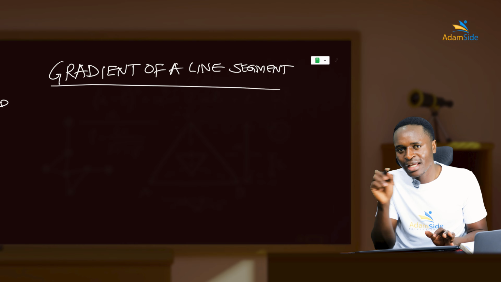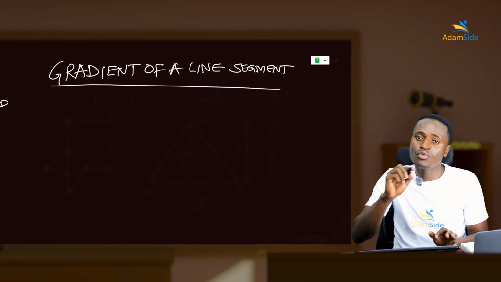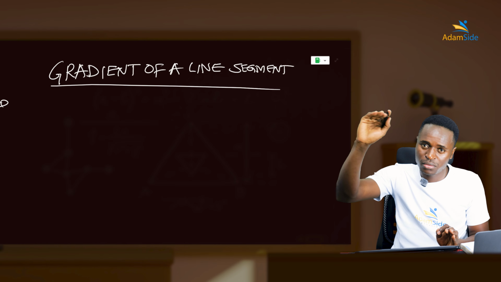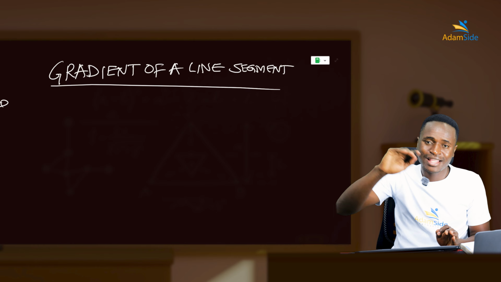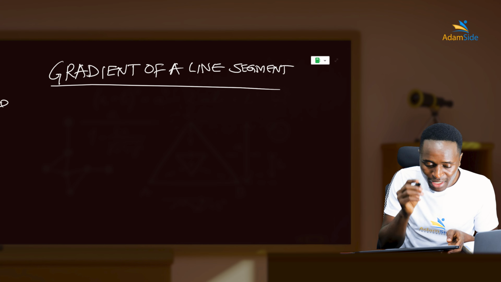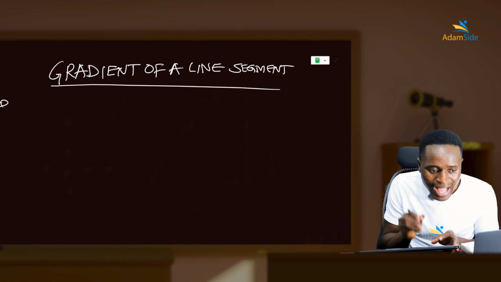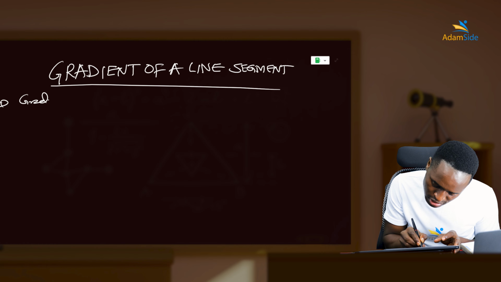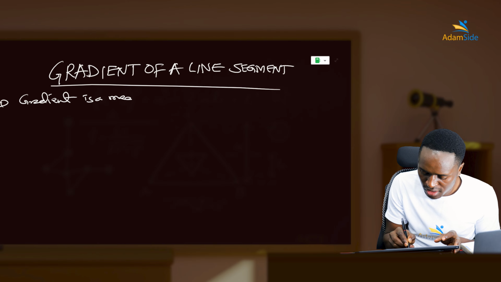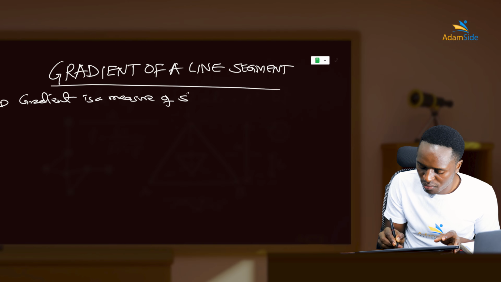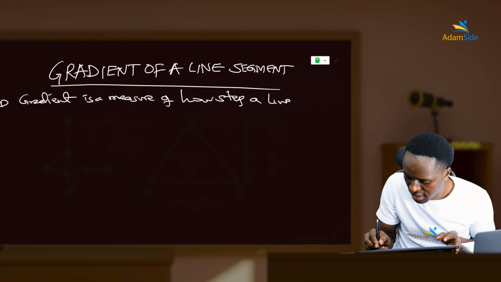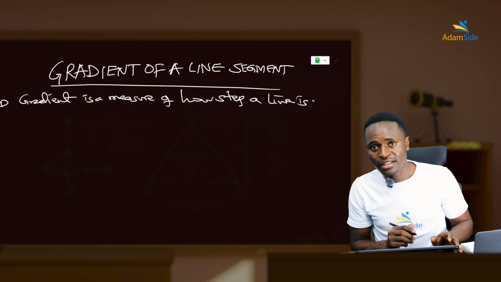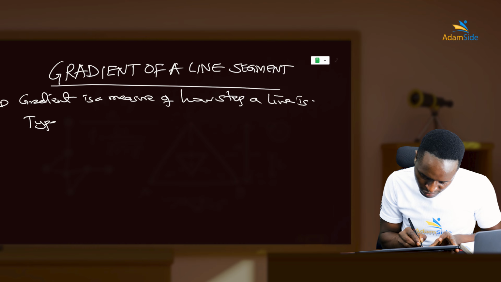We have some flat lines which have zero gradient, and then we have lines that are really going from bottom to up, and then we have gradients that are reducing. So one thing that we need to know: the gradient is a measure of how steep a line is, especially a straight line. We have two types of gradient.